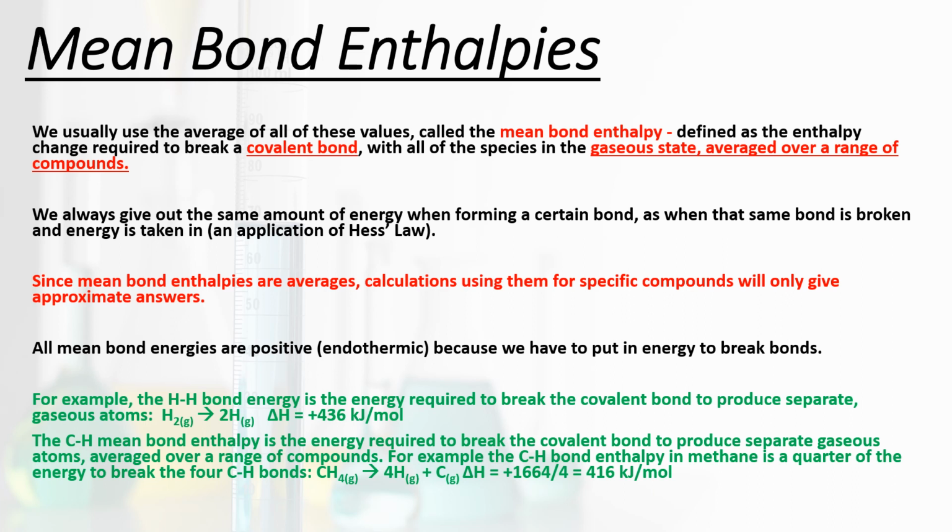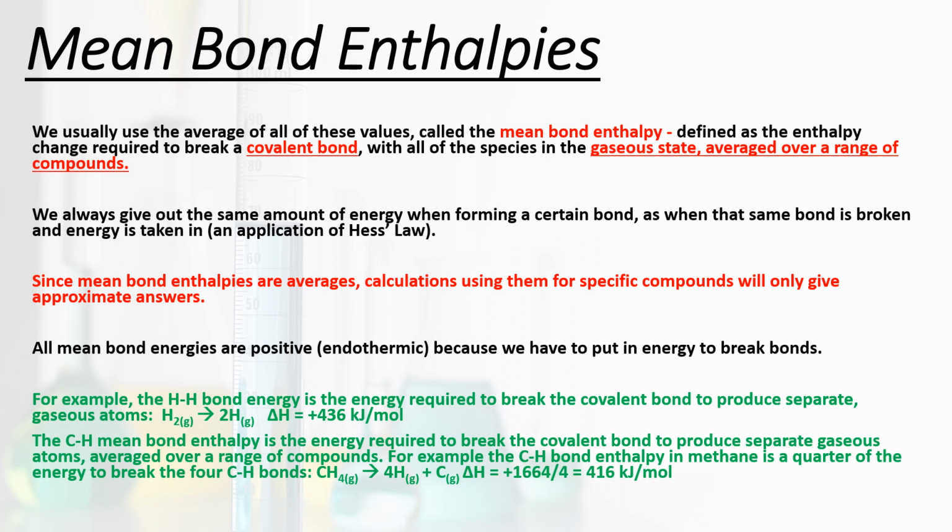The CH mean bond enthalpy is the energy required to break the covalent bond to produce separate gaseous atoms, averaged over a range of compounds. So notice the difference between this and the hydrogen example. Our bond energy is just the energy required to break the covalent bond of all the gaseous species. The CH mean bond enthalpy is the energy required to break the covalent bond to produce the gaseous atoms from the starting gaseous molecule, averaged over a range of compounds.